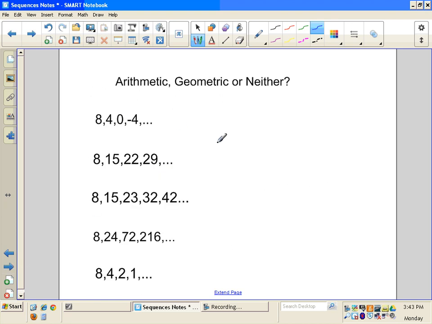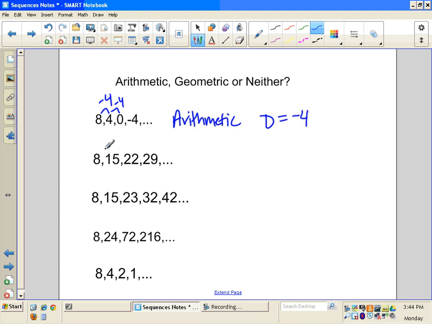So quick check here, take just 15 seconds and see if you can figure out whether these are arithmetic or geometric or neither. And I'll pause for a second. If you look at this one, it looks like we are minusing 4 each time, so this is going to be an arithmetic sequence, and the common difference is -4.